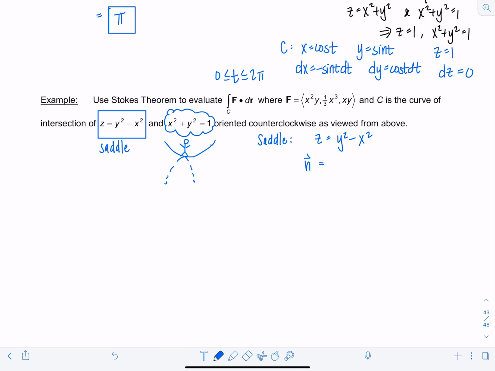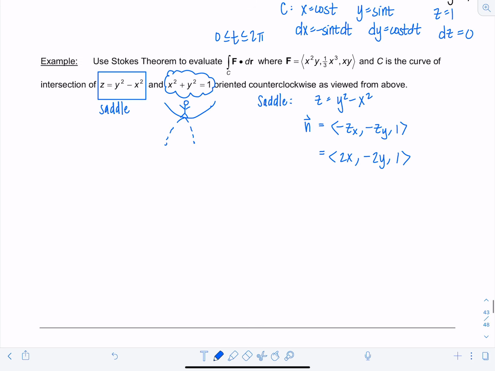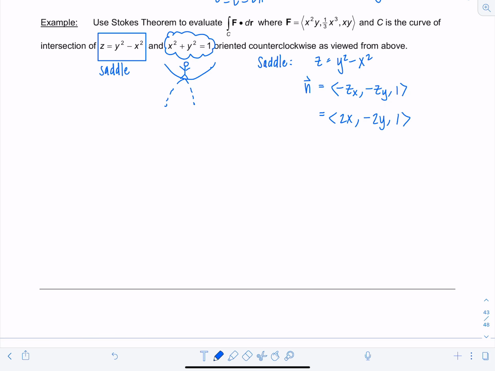So positive orientation, which way is your head pointing? Upward, outward? The z component would be positive, right? So what does that mean? Then you would have negative partial with respect to x, negative partial with respect to y, positive 1. So opposite of the partial with respect to x would be positive 2x. Then this would be, negative 2y and 1. So we've got our outward unit normal, or just our outward normal. We'll make it unit in the integral.